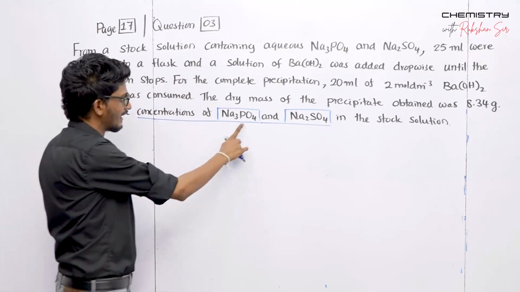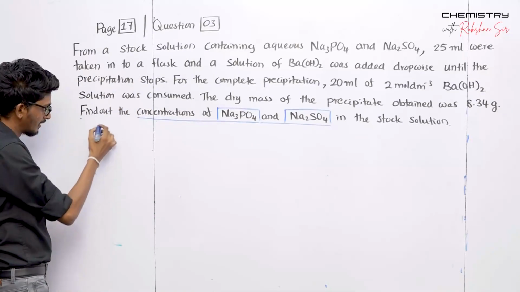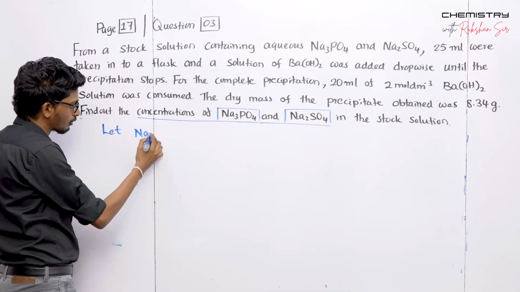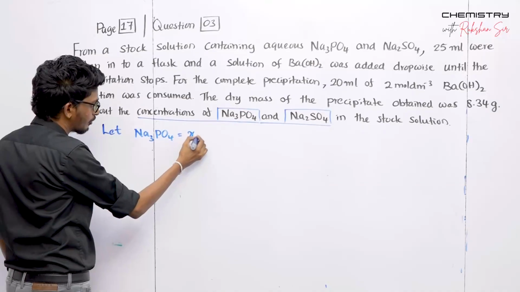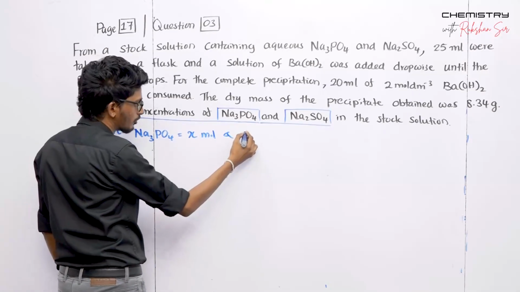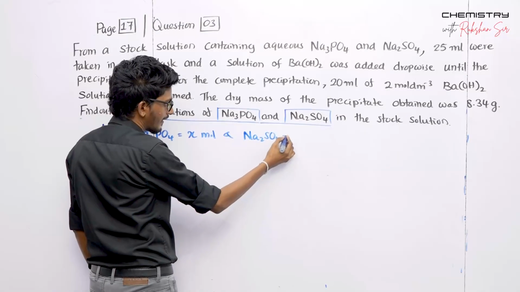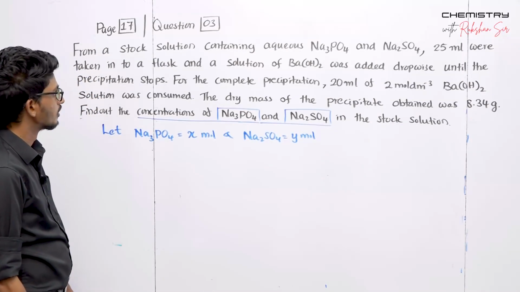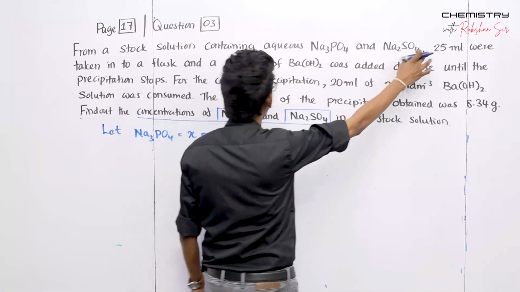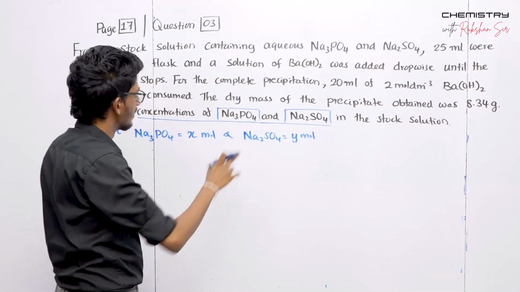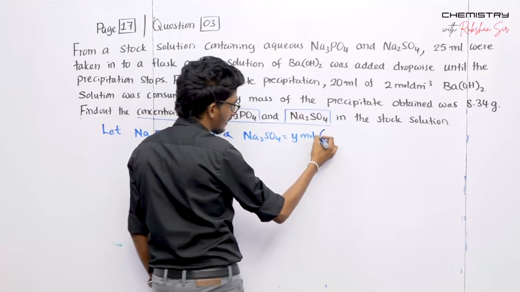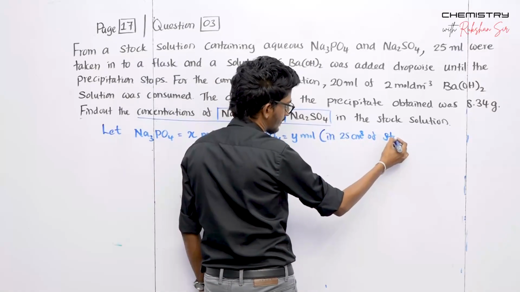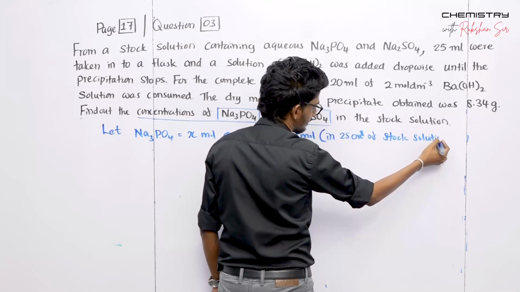So these are the two chemical species related to the goal, right? So let them be x moles and y moles. So just write that. Let the amount of sodium phosphate be x moles and the amount of sodium sulfate be y moles, right? Actually in 25 milliliters. In 25 milliliters of the solution, right? You had taken only 25 cubic centimeters of stock solution.